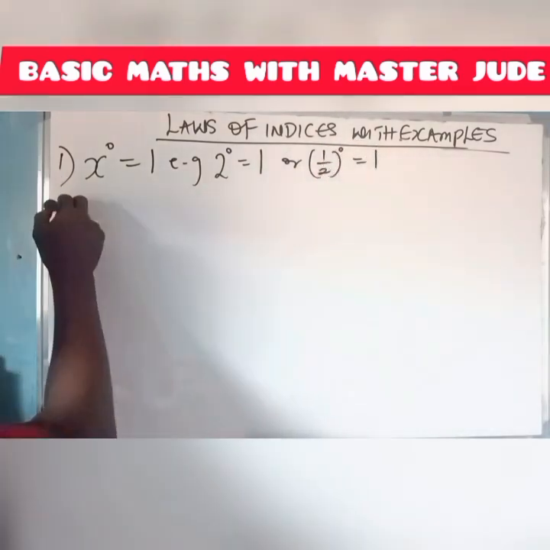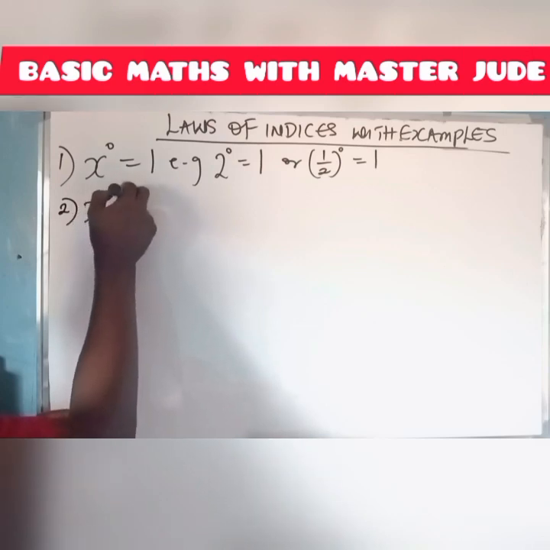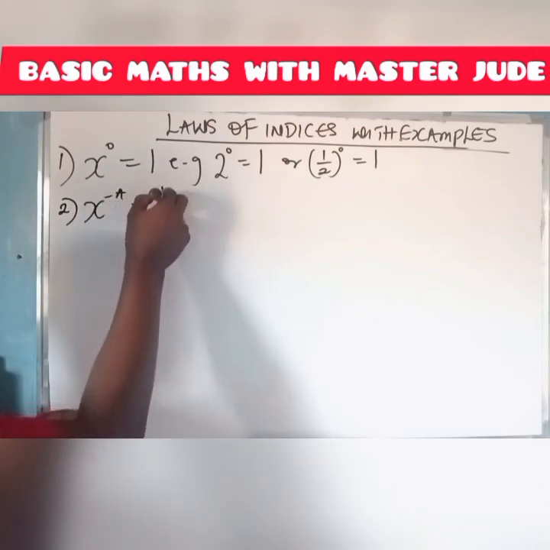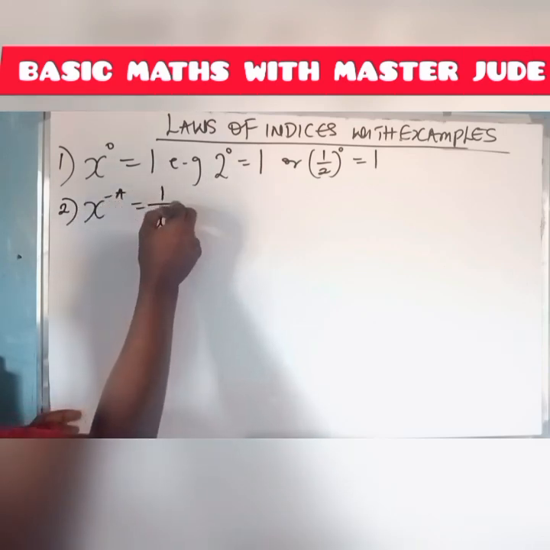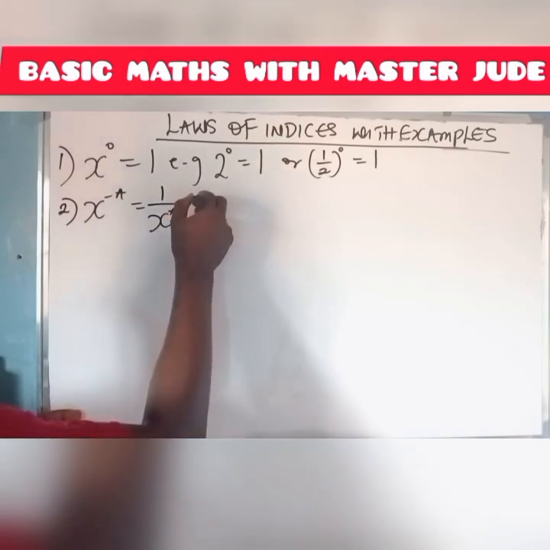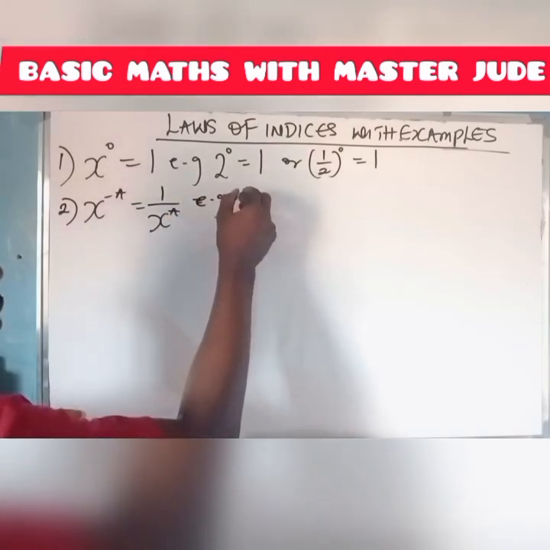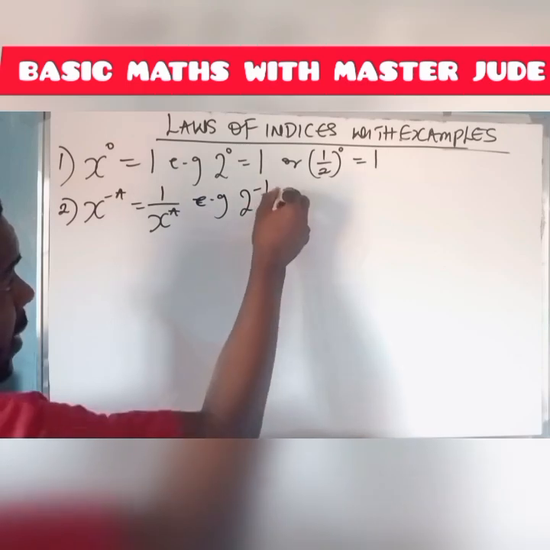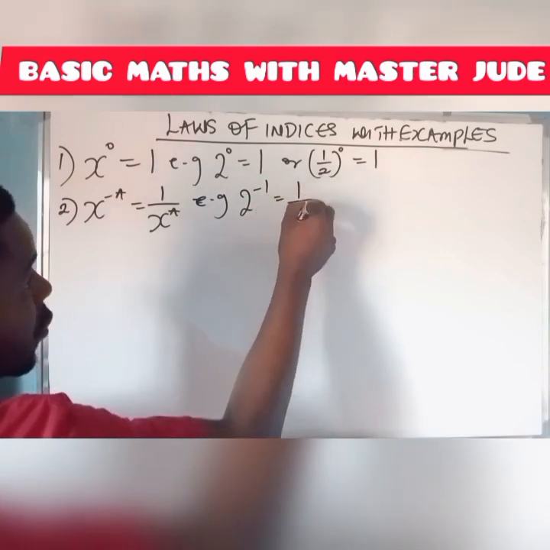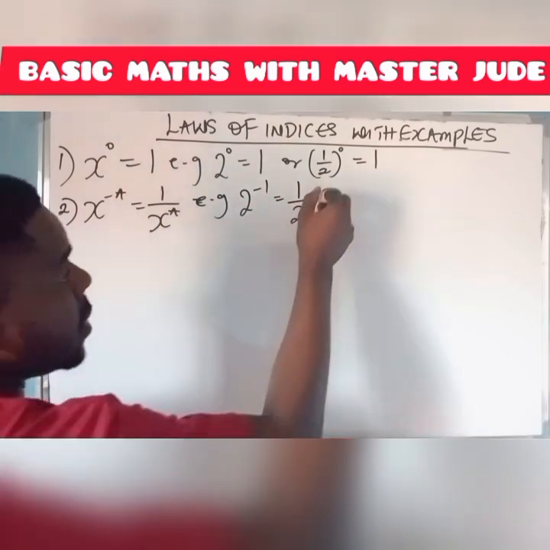1. Now, the second law says that x raised to the power minus a is the same thing as 1 over x raised to the power a. Example, 2 raised to the power minus 1 is the same thing as 1 over 2 raised to the power 1.